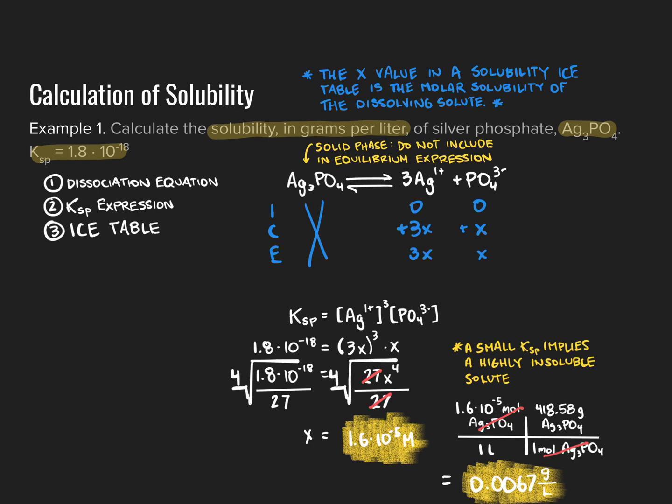All right, so we can now solve the most basic type of solubility problem. We can find a solubility from data about the Ksp. Let's move on now to make a comparison of solubilities.